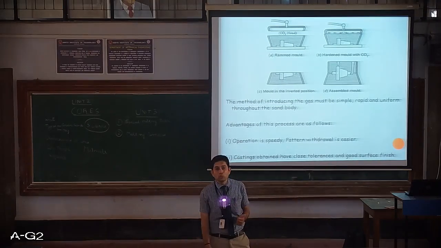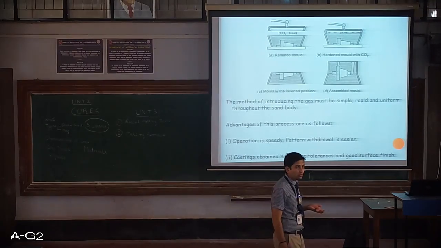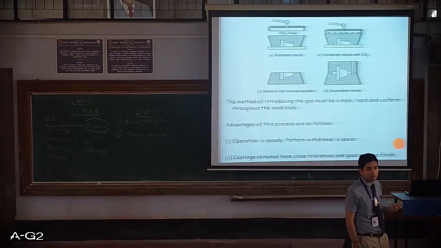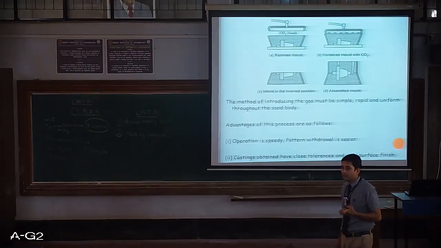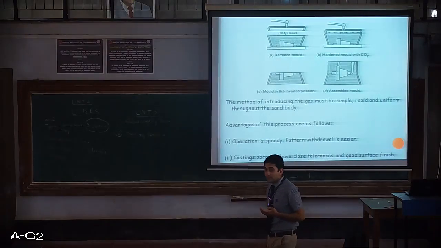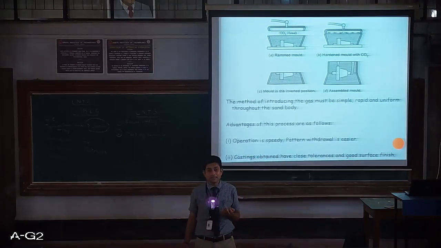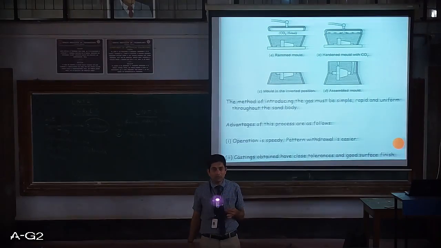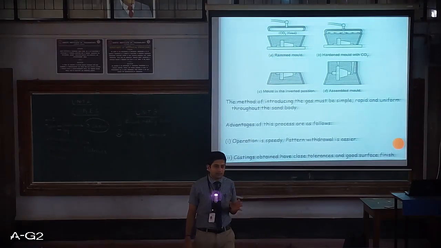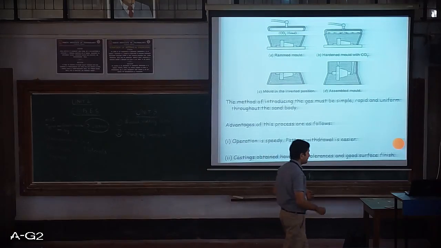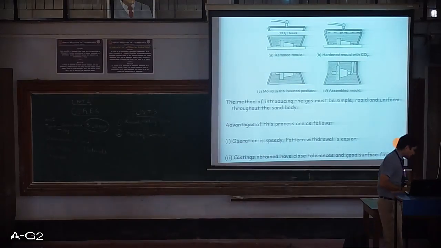One is that the operation will be speedy, quick, very much speedy. In 30 or 40 seconds, you will get a hardened mold cavity. Second one is that withdrawal of the pattern is easier. And the third advantage is that the final castings you get out of this technique will be of good surface finish and good dimensional accuracy. I think this is what was to be explained about the carbon dioxide molding.